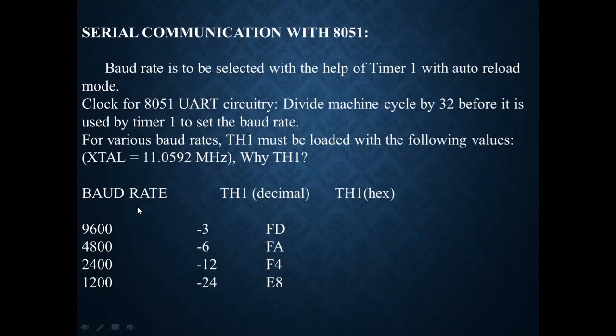So the maximum baud rate that can be achieved by the 8051 microcontroller is 9600. So 9600 means 9600 bits per second. Understood, or any questions?